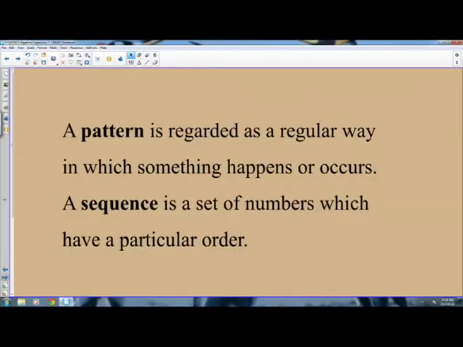A pattern is regarded as a regular way in which something happens or occurs. That is what a pattern is. And then a sequence is a set of numbers which have a particular order. That is, this set of numbers should give you a pattern in which they occur, saying they have a particular order. This is what we are going to be discussing in this lesson.